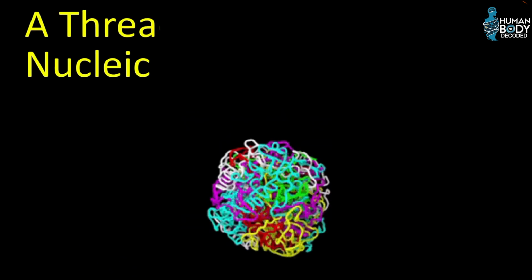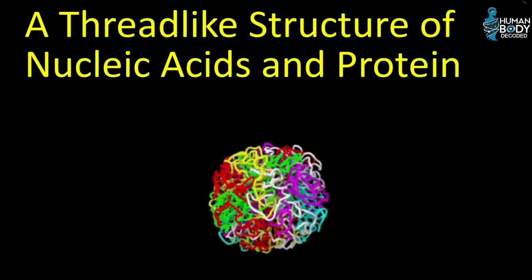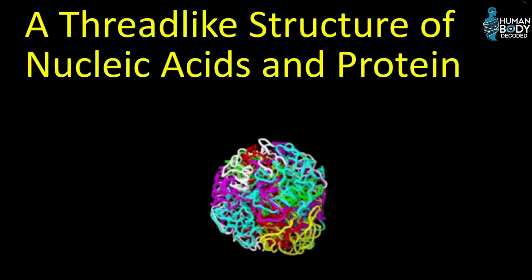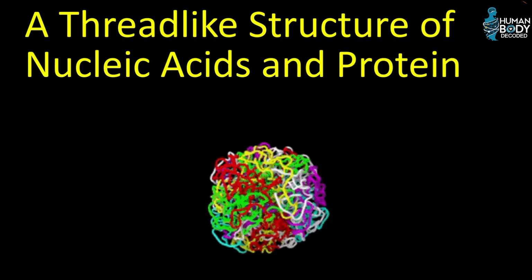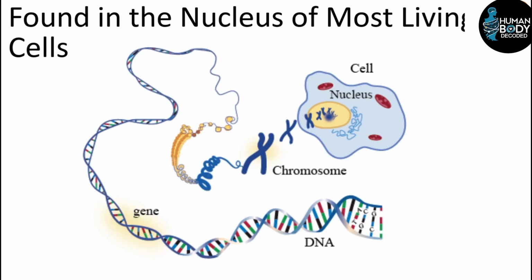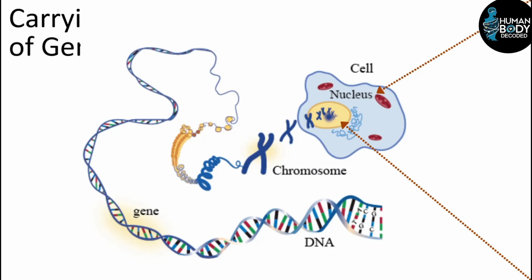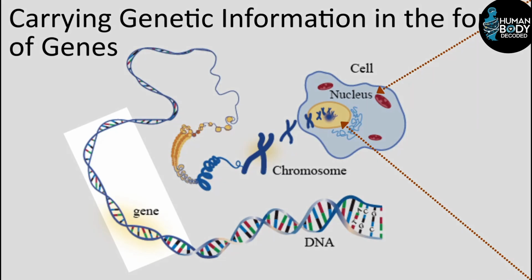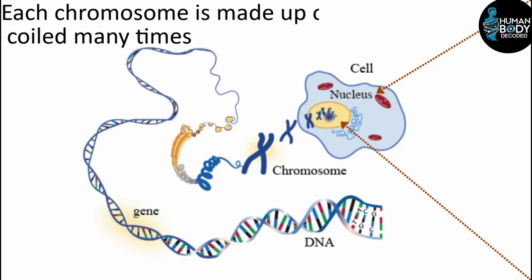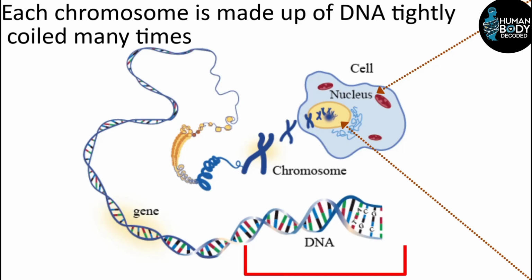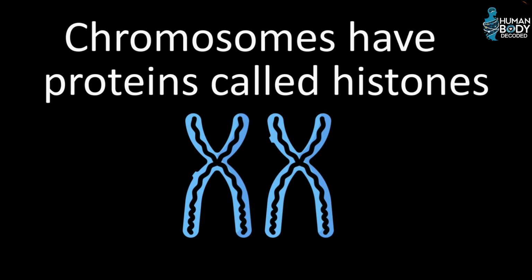Students, chromosomes are thread-like structures, and they are made of nucleic acids and proteins. These chromosomes are present inside the nucleus of the cell. Their function is to carry genetic information in the form of genes. Another thing is that chromosomes are made of DNA, and that DNA is many times coiled. The chromosomes contain a protein that we call histone protein.